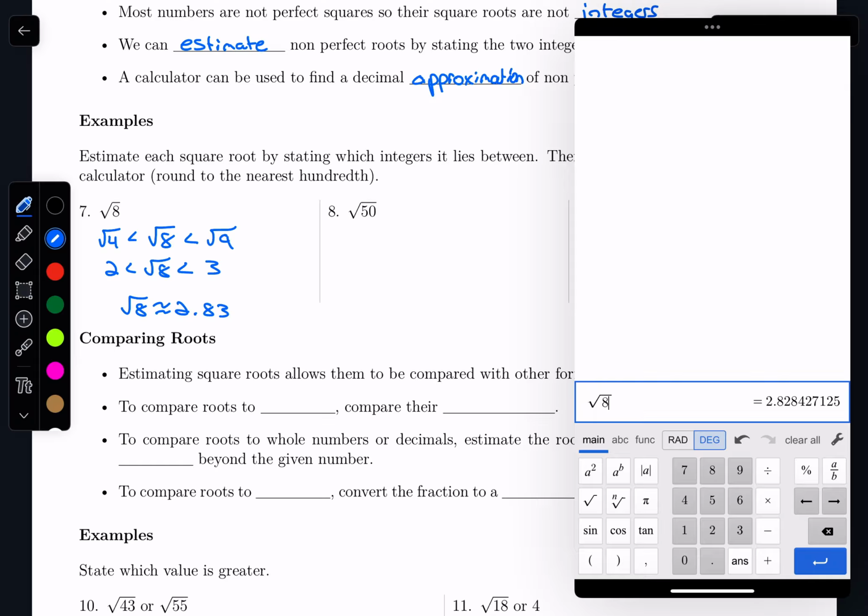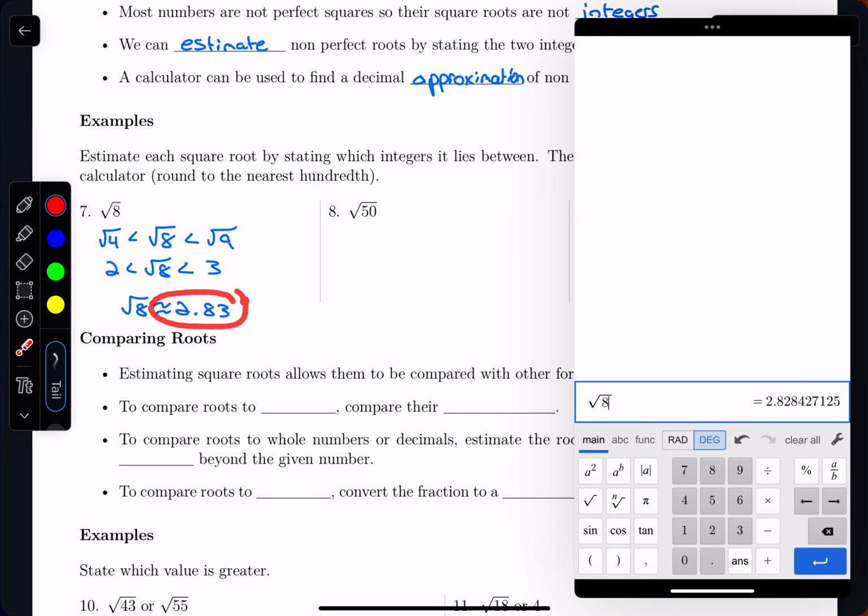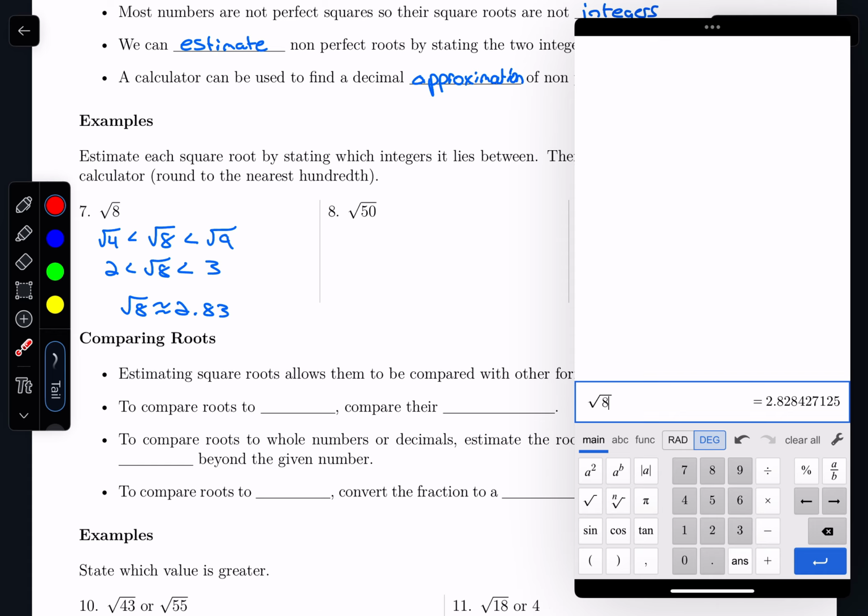And we could have gotten a little more specific with our estimate originally by saying that 8 is closer to 9 than it is to 4. So that means the square root of 8 is going to be closer to 3 than it is to 2. But we really don't have a reason to try to do that because we're either going to say generally what two integers it's between, or we're going to get a very precise decimal approximation, which in this case is 2.83.